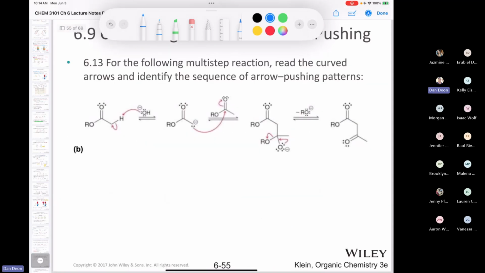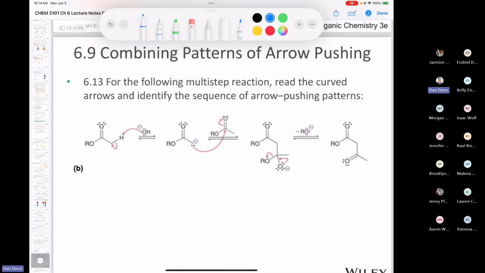So now what we're being asked to do in this question is, it says, for the following multi-step reaction, read the curved arrows and identify the sequence of arrow pushing patterns. Remember, we have 4 patterns. We have nucleophilic attack, we'll use Na. We have proton transfer, we'll use PT for that. We have LLG, which stands for loss of leaving group. And then for rearrangement, we use RGT. Okay, so you can use those abbreviations with me. I'm totally fine with them. They're the ones that David Klein uses.